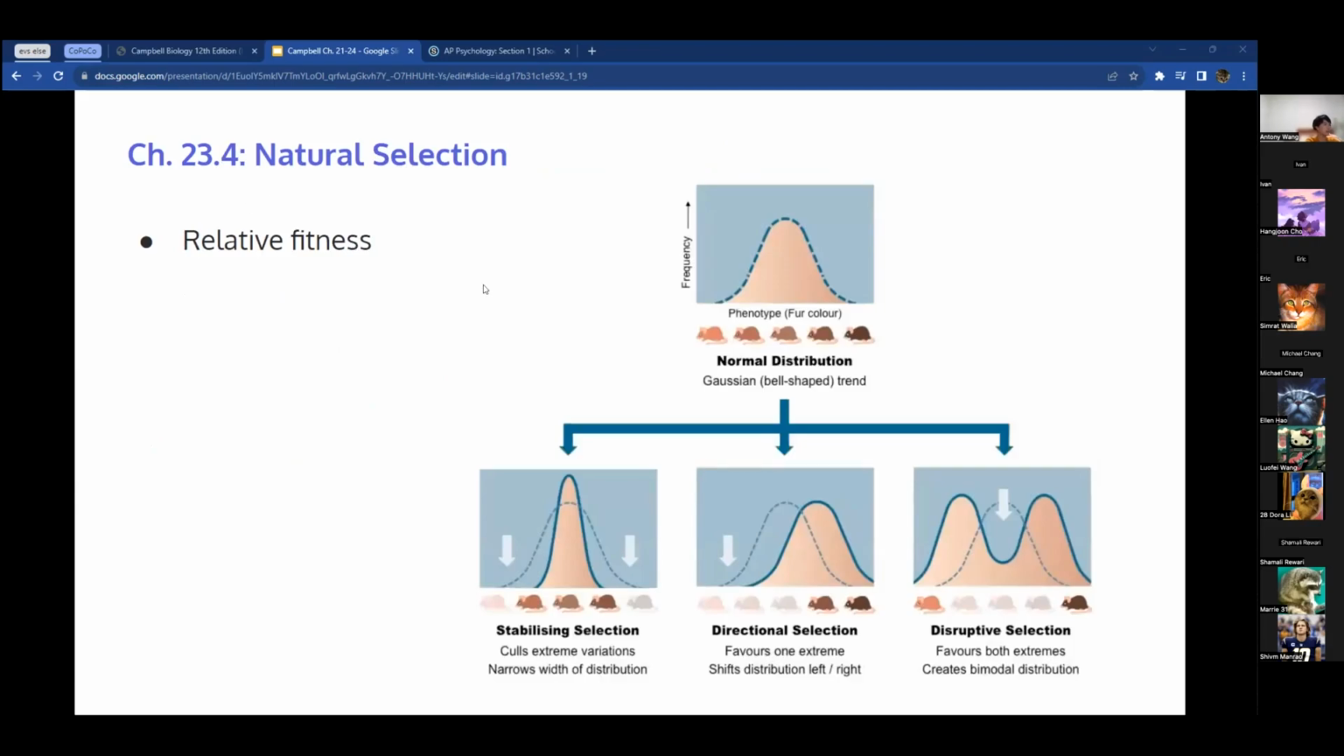Natural selection. Here are three types of selection. Stabilizing selection: the average, middle phenotype is most strongly selected. This is generally in stable environments. Directional selection: one extreme is favored.